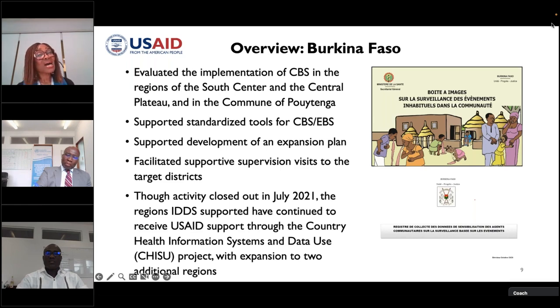We closed out our activity in Burkina Faso in July of 2021, but we note that the CBS implementation is still ongoing and supported through USAID's investment, the Country Health Information Systems and Data Use Project, CHISU, and has expanded CBS implementation into two additional regions beyond IDDS.